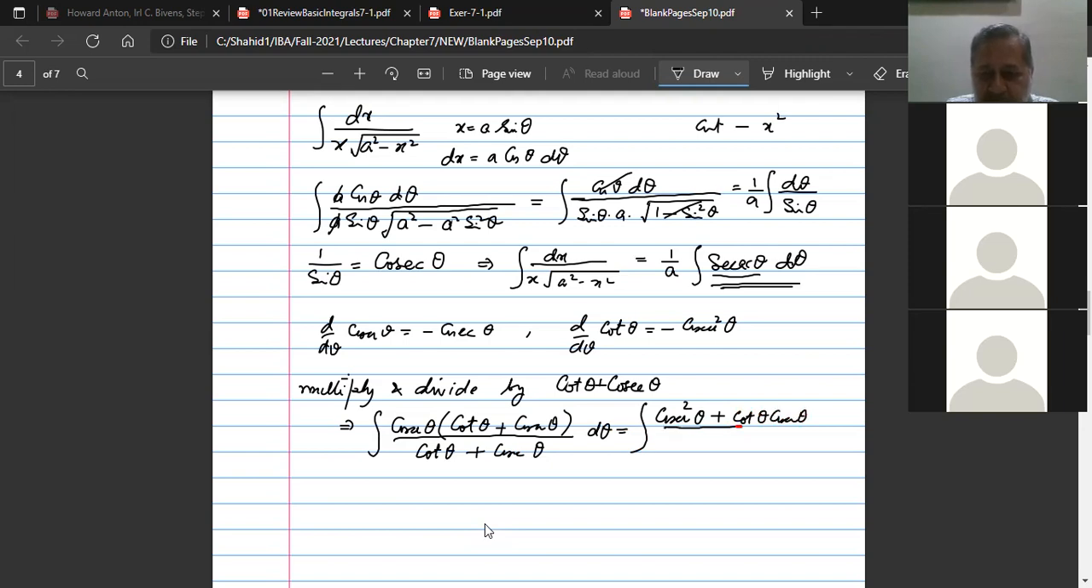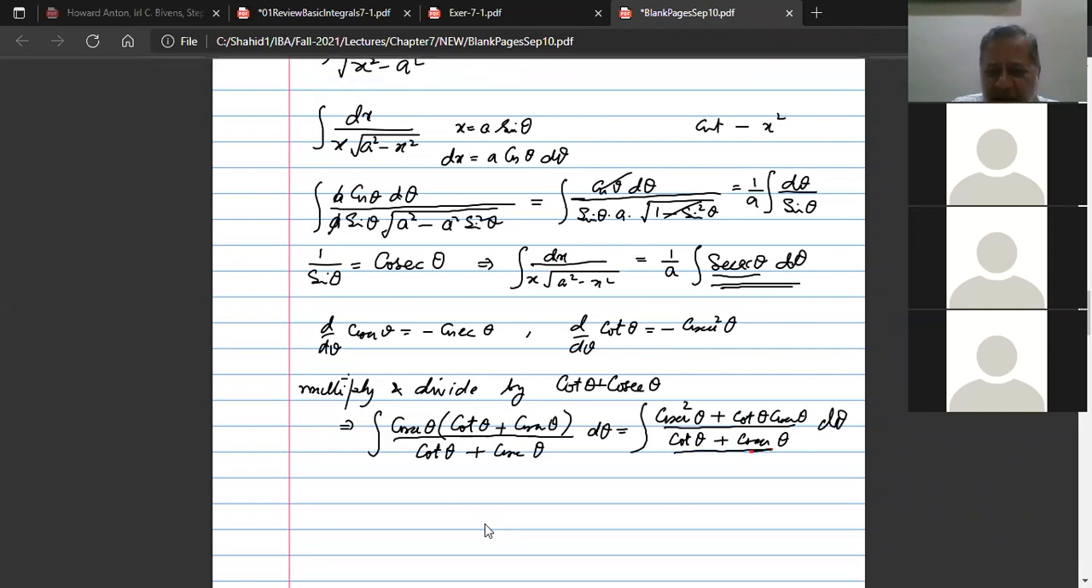What's the denominator? In the denominator I've got cot theta plus cosecant theta. Now it is a special form, and I look into the derivatives of these two functions. Cot का derivative minus cosecant square, और cosecant का derivative ये क्या मैंने लिख दिया?